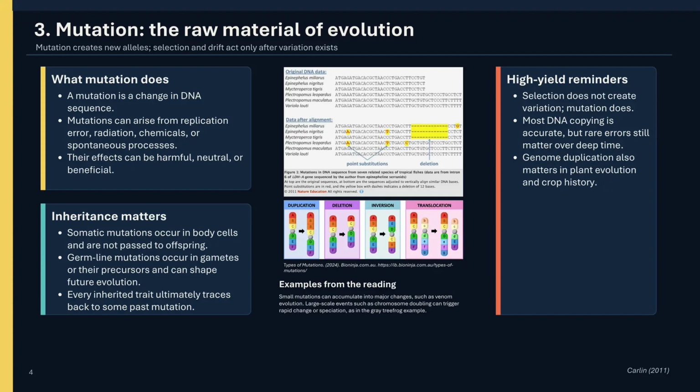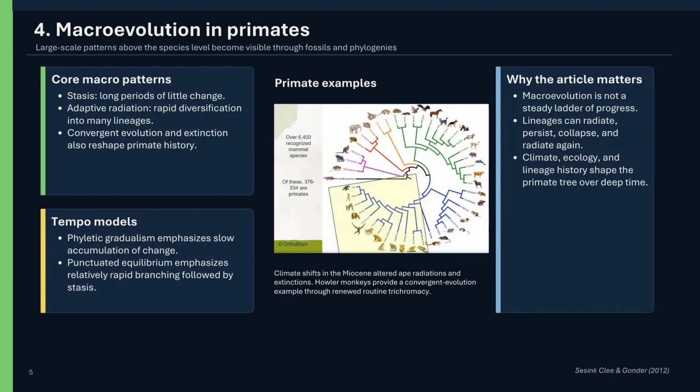The article contrasts macroevolution with microevolution, which focuses on allele frequency changes within species through mechanisms such as mutation, migration, drift, and selection. Fossils and phylogenetic trees are especially important for macroevolution because they help show broad changes in lineages over time. So let's talk about what that looks like. Macroevolution helps explain both the diversity of life and the tempo of evolutionary change.